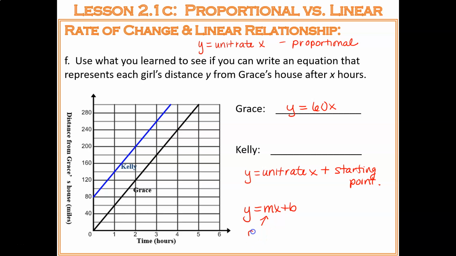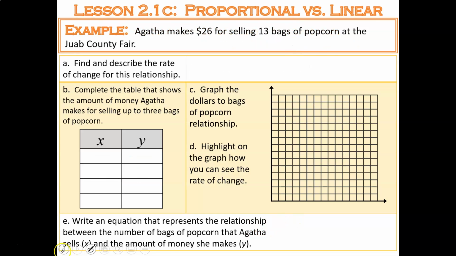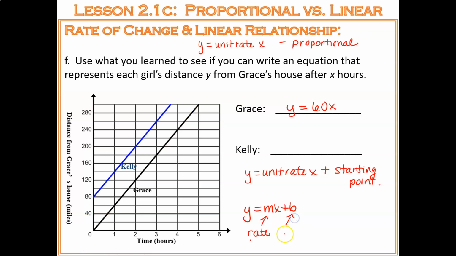That m is the rate, and the b is going to be the starting point, or the place where your graph crosses the y-axis. Okay, so in Kelly's case, that's right here at 80. So we have y equals 60x, just like Grace's, but we have to show that she started 80 miles from the camp, closer. So her equation is y equals 60x plus 80.